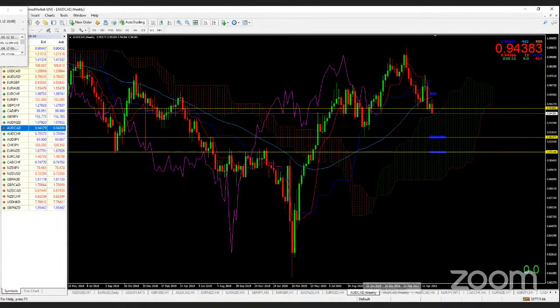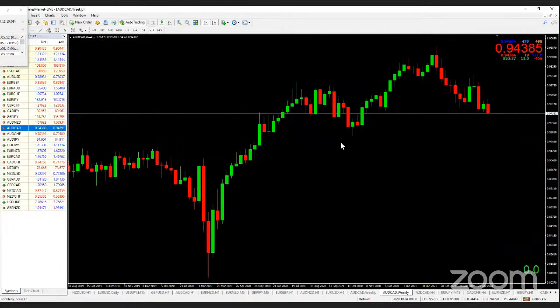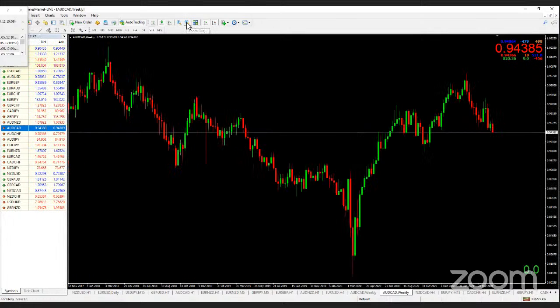So this is Aussie dollar, Canadian dollar on the weekly, but a naked chart this time. I know some of you are going to be thinking, oh, weekly, my goodness, is that not for the institutions? Well, sometimes you need to look at the weekly to have an idea of where the market is headed.